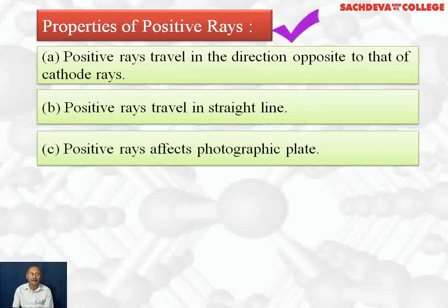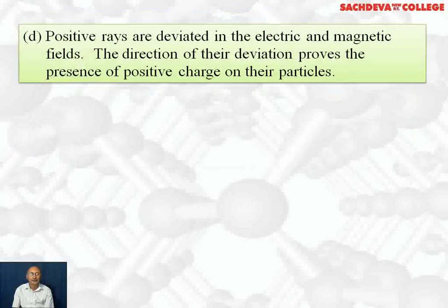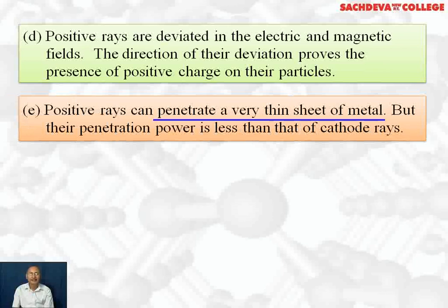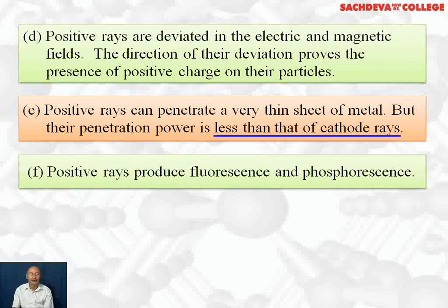Properties of positive rays. Positive rays travel in the direction opposite to that of cathode rays. Positive rays travel in straight line like cathode rays. Positive rays affect photographic plate like cathode rays. Positive rays are deviated in electric and magnetic fields. The direction of their deviation proves the presence of positive charge on their particles. The amount of deviation is less than that of cathode rays, which shows that heavy particles are present in positive rays. Positive rays can penetrate a very thin sheet of metal, but their penetration power is less than that of cathode rays. Positive rays produce fluorescence and phosphorescence.